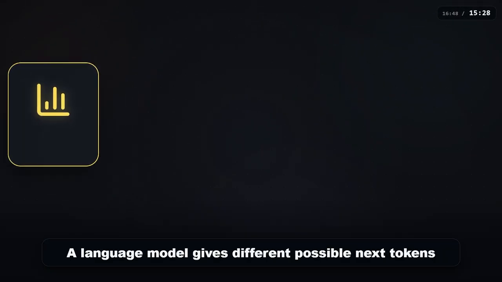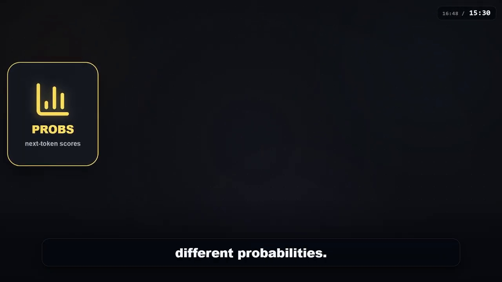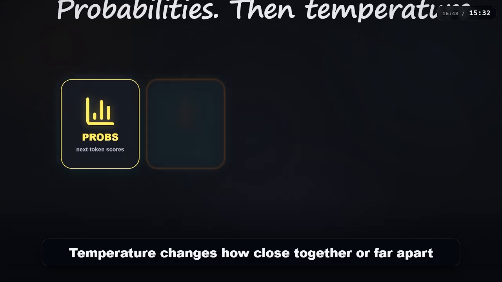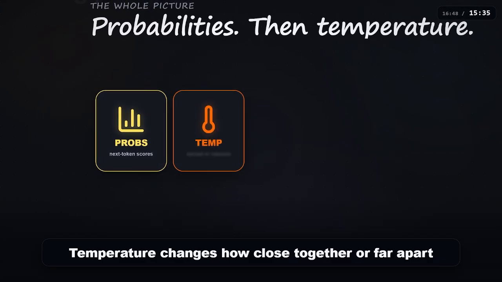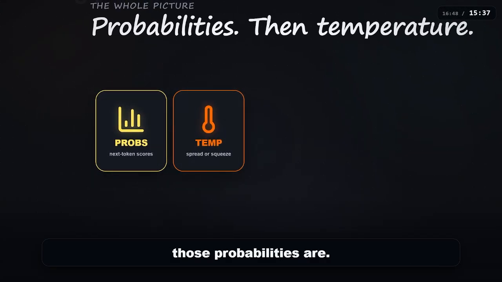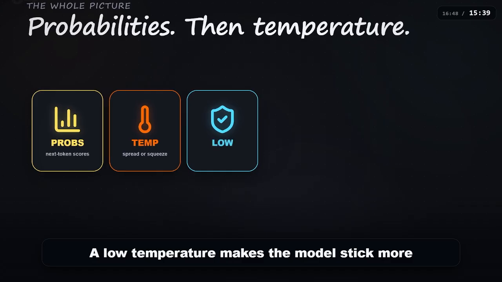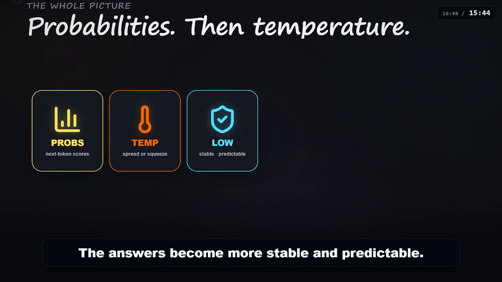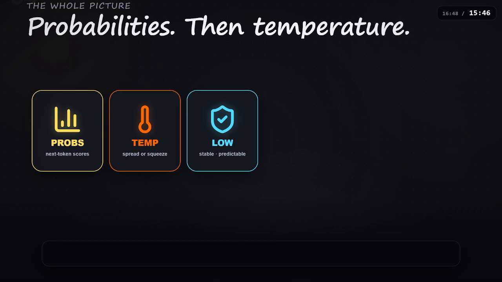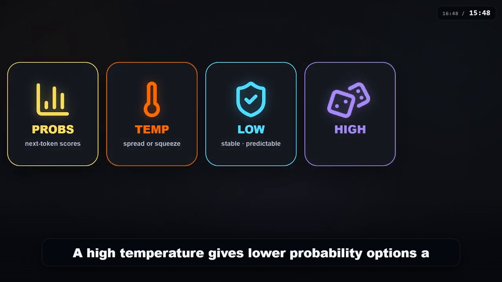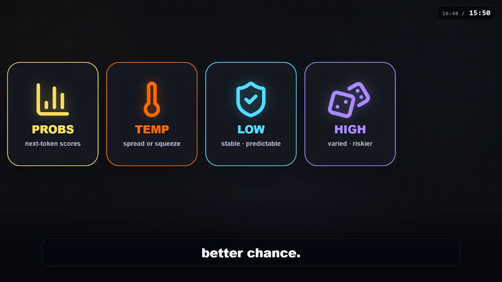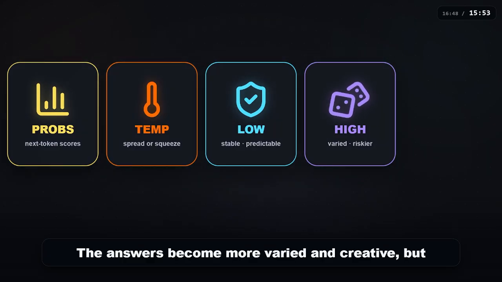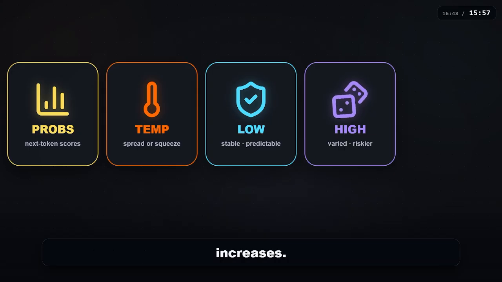So let's quickly wrap everything up. A language model gives different possible next tokens different probabilities. Temperature changes how close together or far apart those probabilities are. A low temperature makes the model stick more closely to the most likely options. The answers become more stable and predictable. A high temperature gives lower probability options a better chance. The answers become more varied and creative, but the risk of mistakes and irrelevant output also increases.